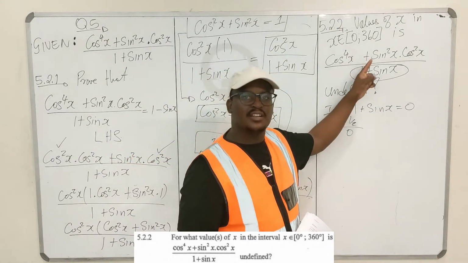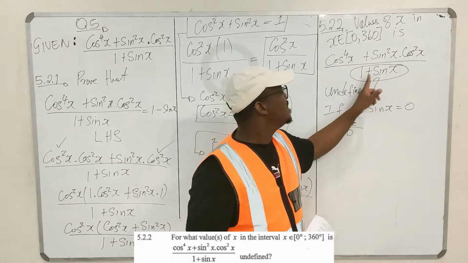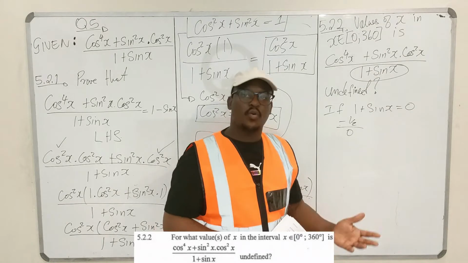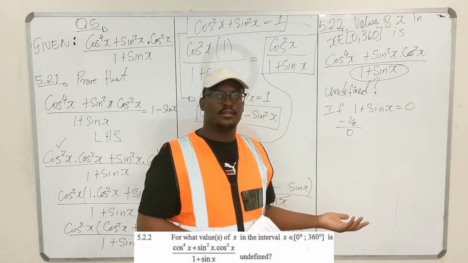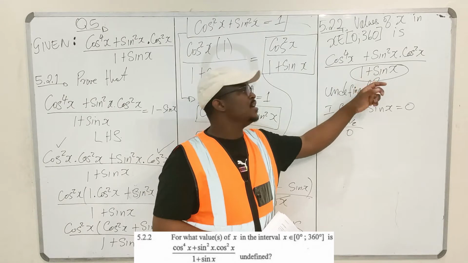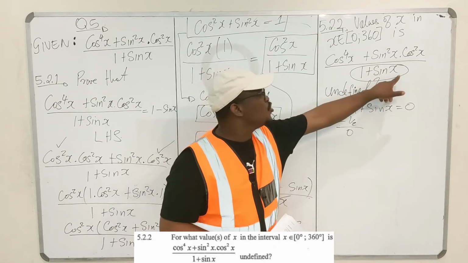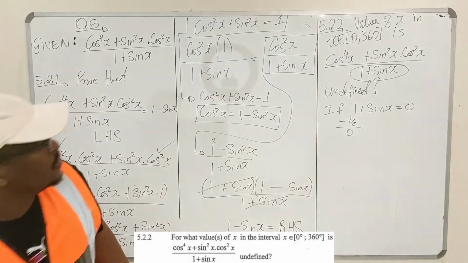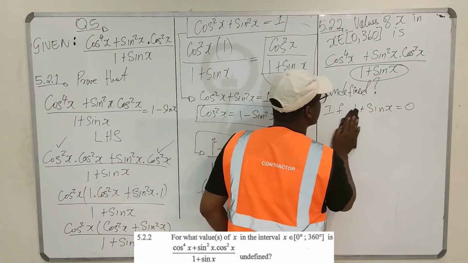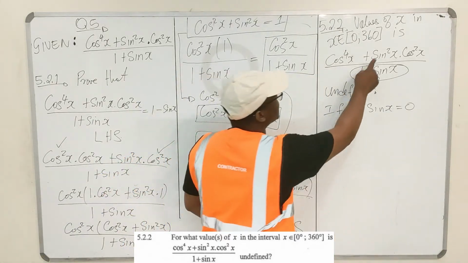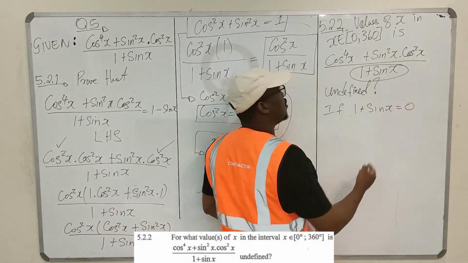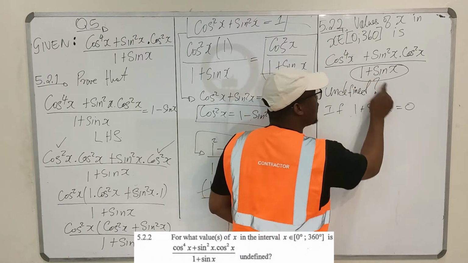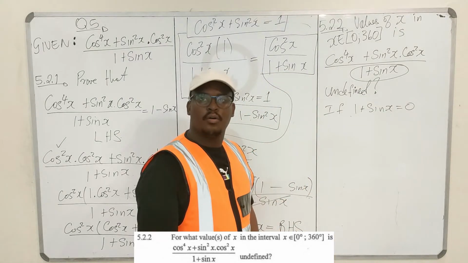This fraction is undefined if the denominator is equal to 0. If you have a fraction like this, it will not have values if you are dividing by 0, because if you divide by 0, you will have problems. So when will it be undefined? This entire expression or fraction will be undefined if the lower part is equal to 0. Do you understand?